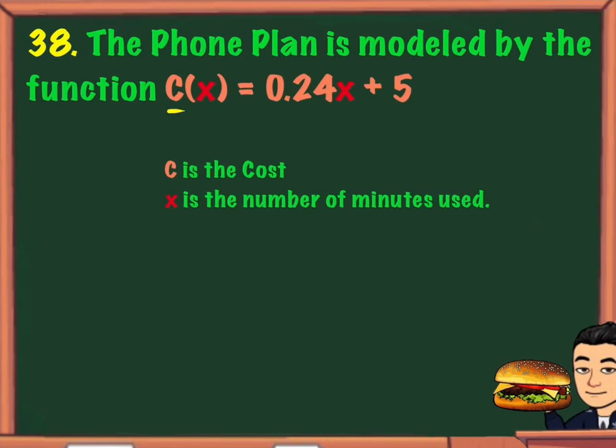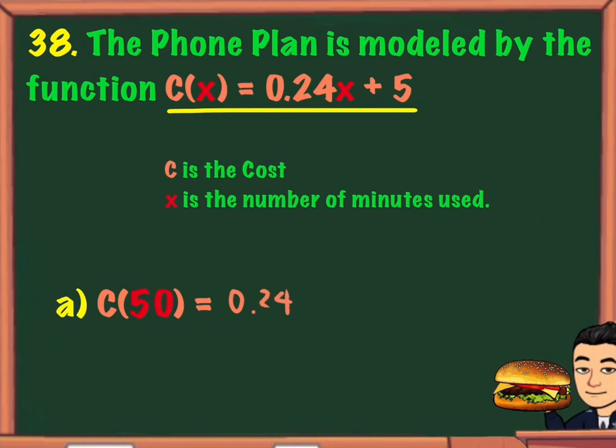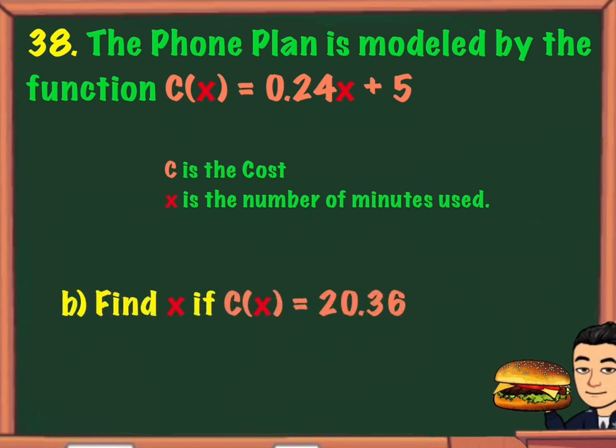For number 38, this is the function for the phone plan. For letter A, if we use 50 minutes, we're going to just go ahead and plug in 0.24 multiplied by 50 plus 5, which is going to give you 12 plus 5, and that equals $17. And that's the cost. For letter B, let's just go ahead and find the x. If 0.24x plus 5 equals 20.36, x is going to equal 64 minutes.